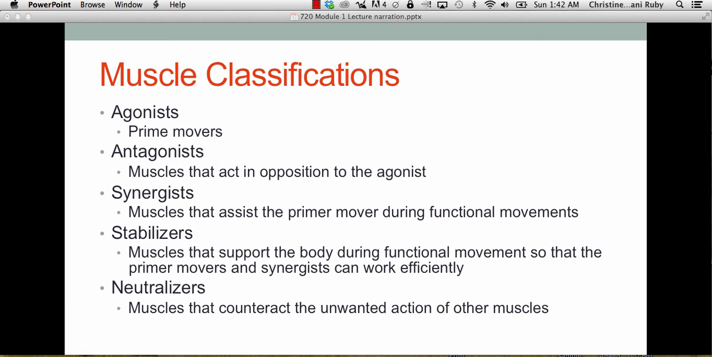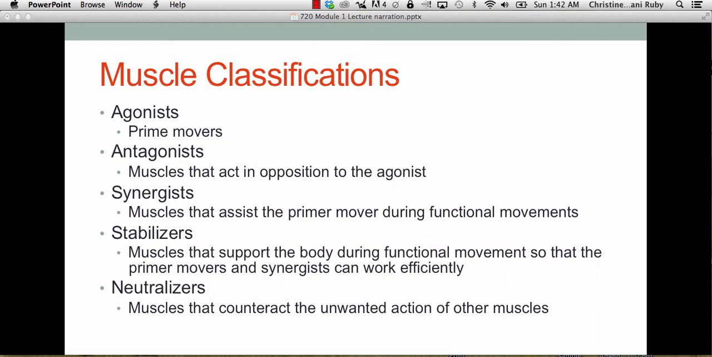Now there are also stabilizers. These are muscles that support the body during a functional movement so that the prime movers or synergists can work effectively. A good example of a stabilizer is the paraspinals along the back. If we look at the erector spinae as an example, let's say the client is doing a squat. If the client did not stabilize with their paraspinals, when they went over for the squat motion, their chest would fall toward the floor and their spine would round because gravity would then be pulling on their spine. So the erector spinae and the other spine extensors work as stabilizers when you're performing a squat.